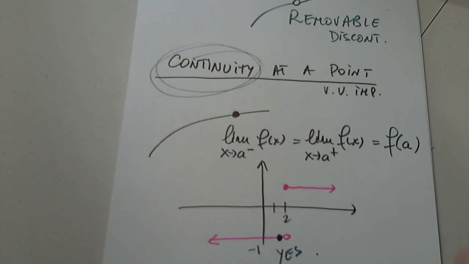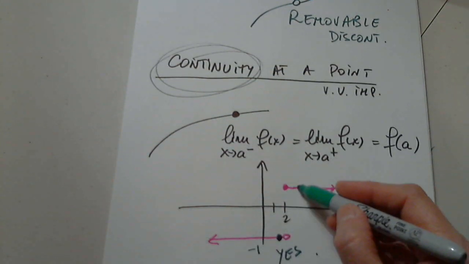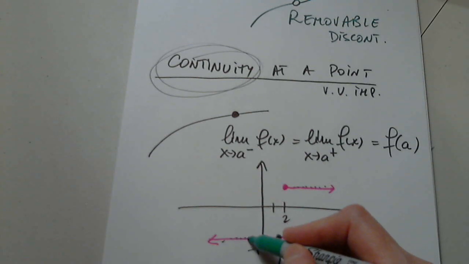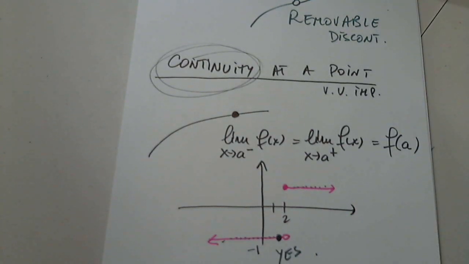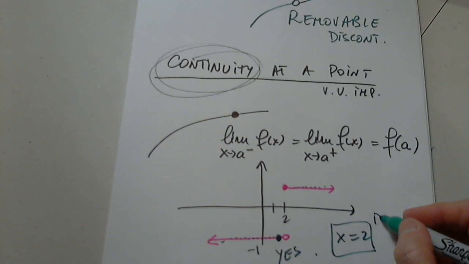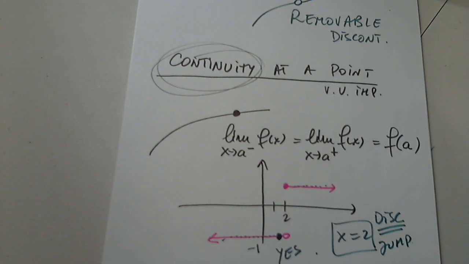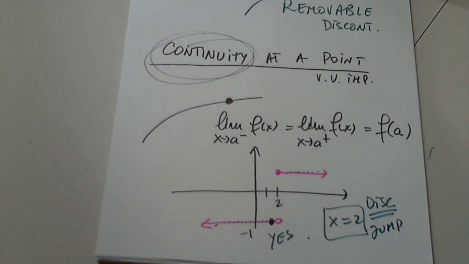The only discontinuity for this function is at 2. Everywhere else, the function is continuous. Except at x equals 2. At x equals 2 it is discontinuous, a jump. But the function is continuous everywhere else. Is this clear? Yes? Understood?